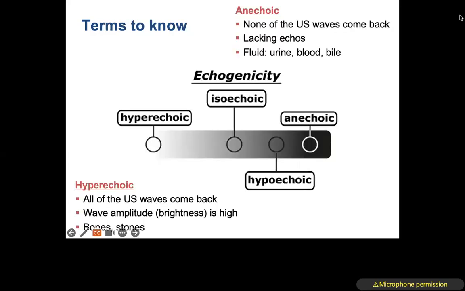Some terms that we should know is echogenicity. Echogenicity describes the different shades of gray. At one end, we have hyperechoic, or bright white. At the other end, we have anechoic, or black. And in the middle, the gray, is isoechoic. Hypoechoic is a nice term that can be used when comparing two different structures, so a structure that is hypoechoic compared to a different structure.